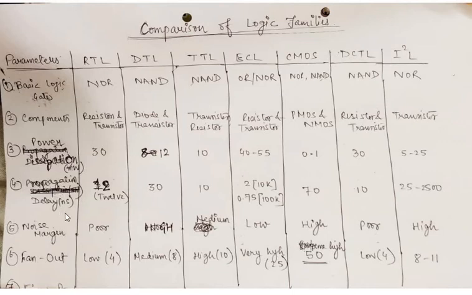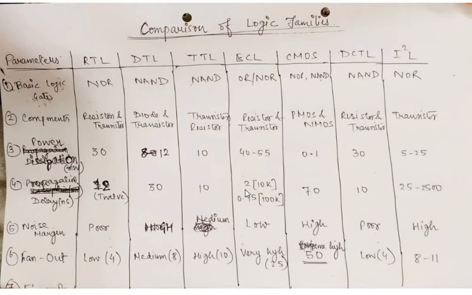The lower the value of propagation delay, the higher will be the speed, right? So RTL has the speed of 12. Now DTL has the propagation delay of 30 nanoseconds. TTL has 10 nanoseconds. Now see, ECL, as you can see already here, has got the lowest propagation delay. That means its speed is highest.